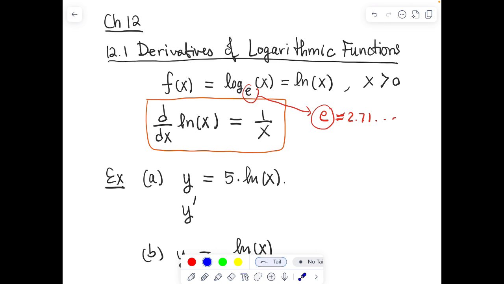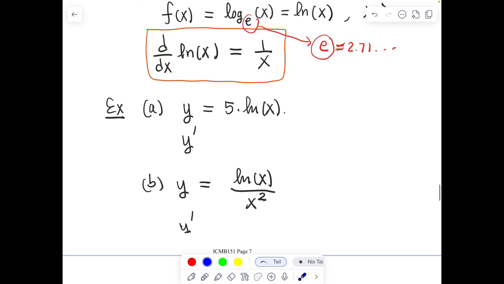Okay. Now what we want is to study the differentiation, or the derivative, of ln of x. It turns out the derivative of ln of x is equal to 1 over x. Now we have to remember this so we can apply it in the problems. So let's see how we can use this. Let's look at the first problem. y is equal to 5 ln of x. We want to find the derivative of y.